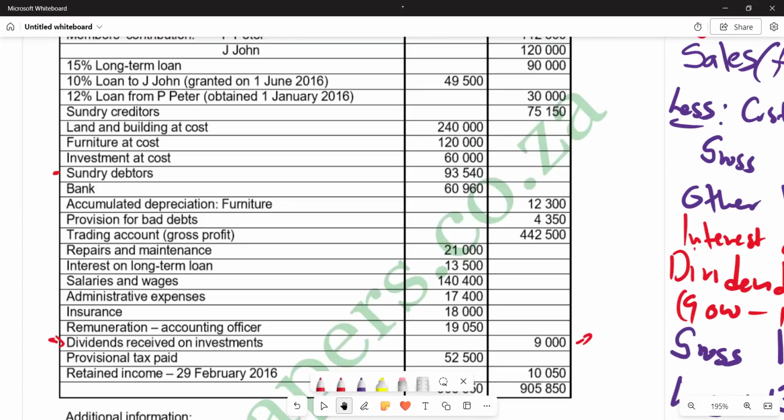After that, that's when we're going to get profit before tax. So we say 225,923 minus 13,500. You're going to get your 212,423. And then after that, that's when you are going to have your income tax expense.